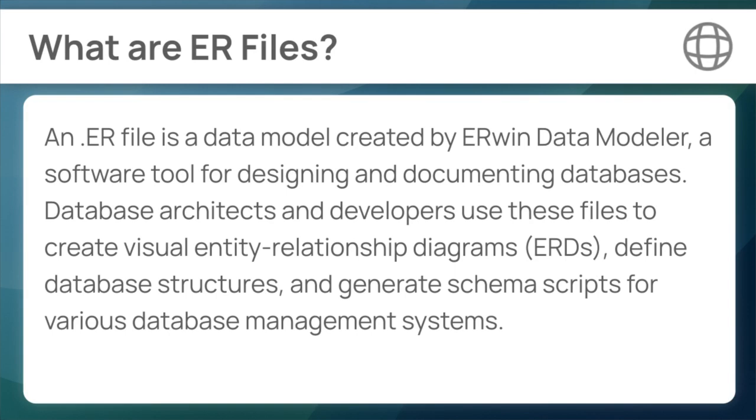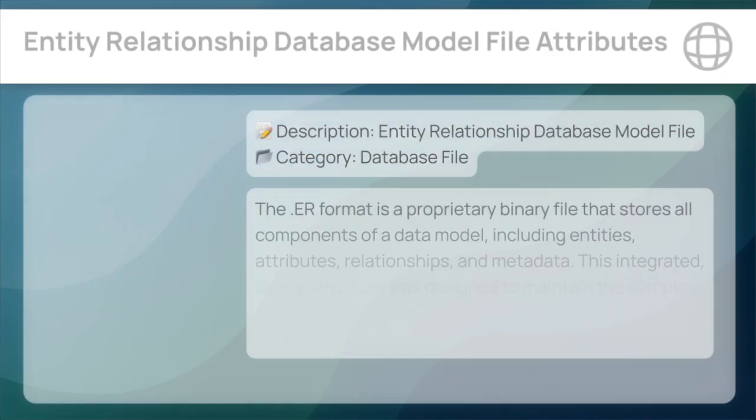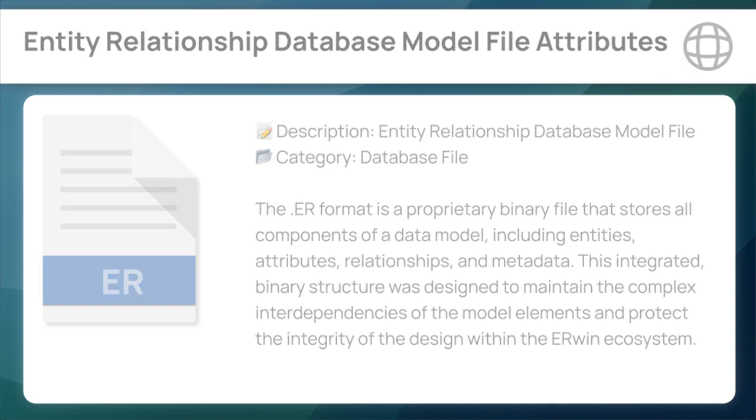An ER file is a data model created by ERwin Data Modeler, a software tool for designing and documenting databases. Database architects and developers use these files to create visual entity relationship diagrams, ERDs, define database structures, and generate schema scripts for various database management systems. The ER format is a proprietary binary file that stores all components of a data model, including entities, attributes, relationships, and metadata. This integrated binary structure was designed to maintain the complex interdependencies of the model elements and protect the integrity of the design within the ERwin ecosystem.